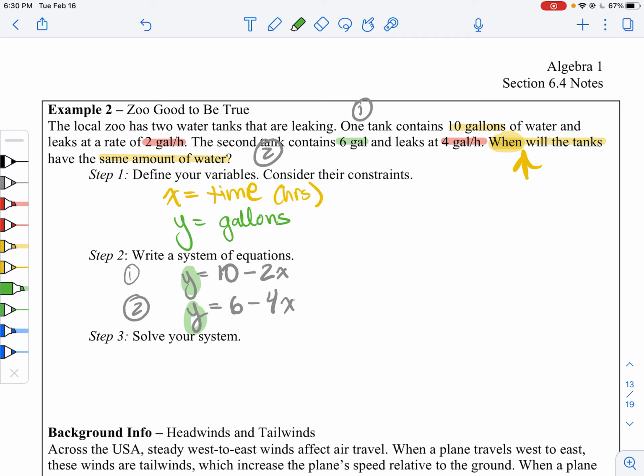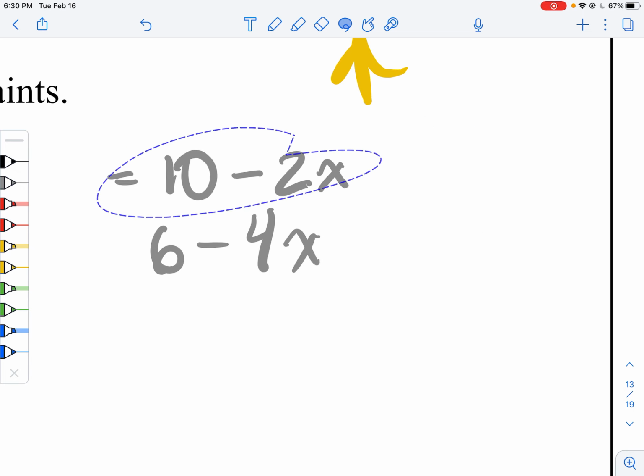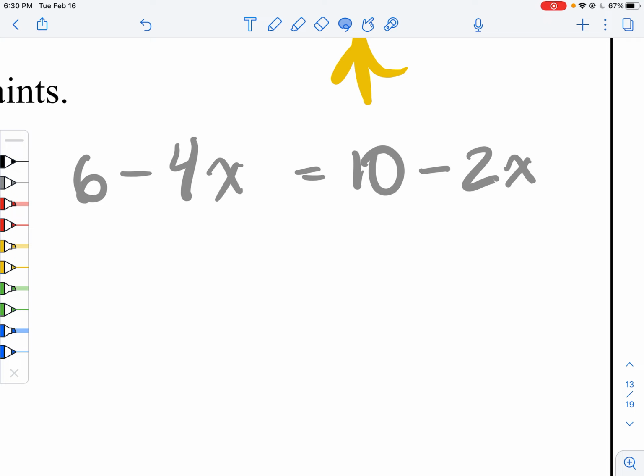So let's look at this. I also see again that we have a substitution here, because we've already solved for one variable. So let's do that. Let's set our y values equal to each other. So I'm saying that 10 minus 2x is equal to 6 minus 4x. Again, we're solving for x here.